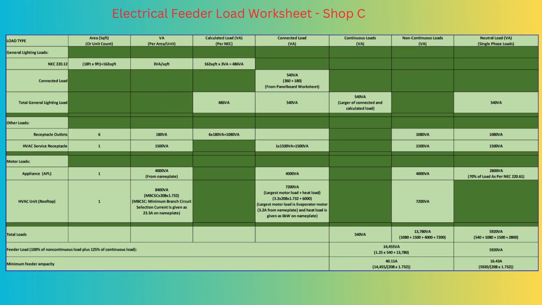This drawing is a feeder load calculation worksheet for Shop C. It details the load breakdown, including general lighting, receptacles, HVAC service, and motor loads, categorized into continuous and non-continuous types. The worksheet provides calculations for total connected load, adjusted load, and feeder ampacity following NEC guidelines. It also incorporates factors like the largest motor load and heat load for accurate feeder sizing, ensuring compliance with safety and efficiency standards.